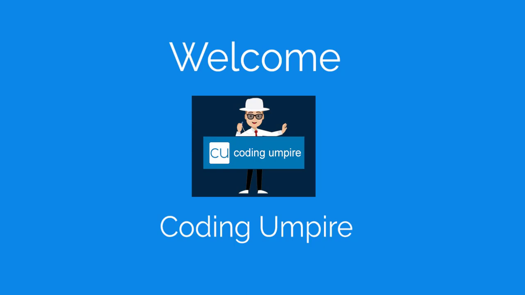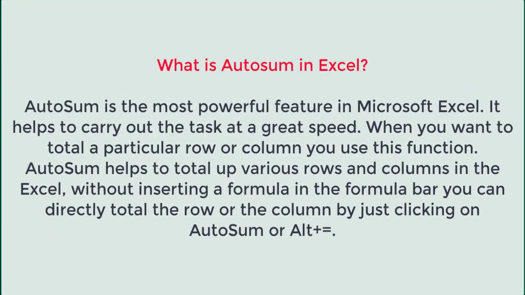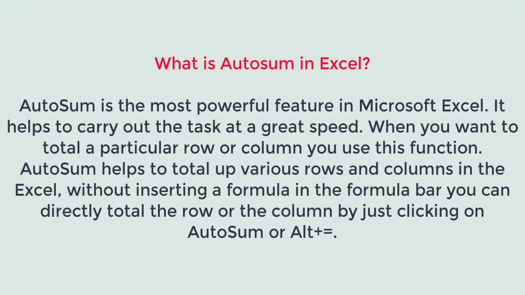In today's video, we will learn about Autosum and how to use it. So let's see. What is Autosum in Excel? Autosum is the most powerful feature in Microsoft Excel. It helps to carry out the task at a great speed. When you want to total a particular row or column, you use this function. Autosum helps to total up various rows and columns in Excel. Without inserting a formula in the formula bar, you can directly total the row or the column by just clicking on Autosum or Alt plus equals to.